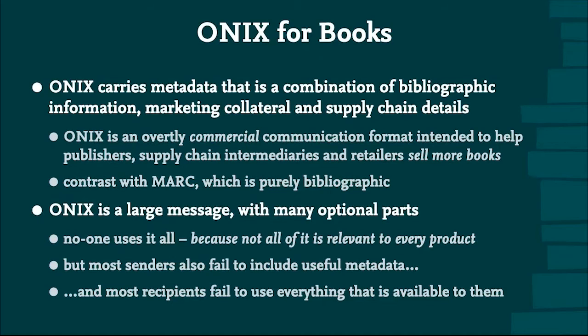And as any of you who are using ONIX are probably aware, it's a very large message. ONIX has a lot to it, a lot of optional parts. And all those parts are really important to some aspects of the book supply chain. If they're a part of ONIX, it's because some part of the book supply chain has requested them and uses them. But no one uses everything in ONIX, because not everything is relevant to every product.